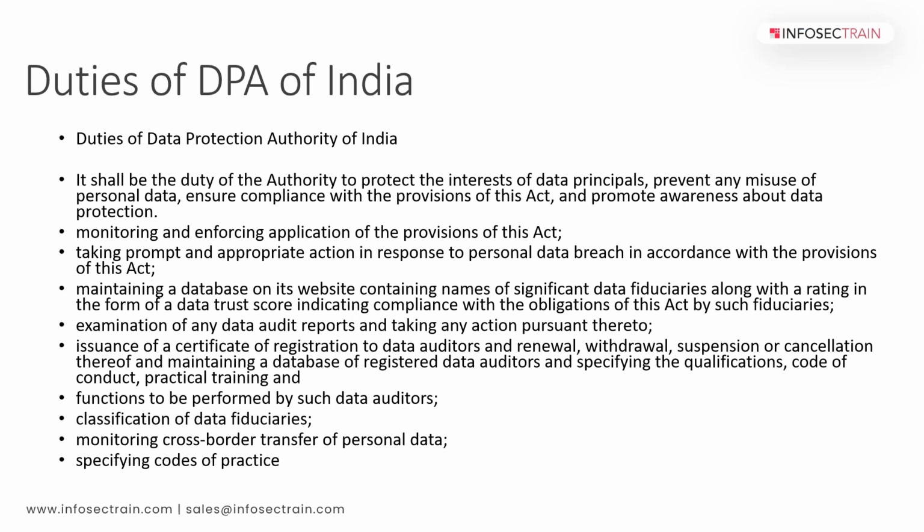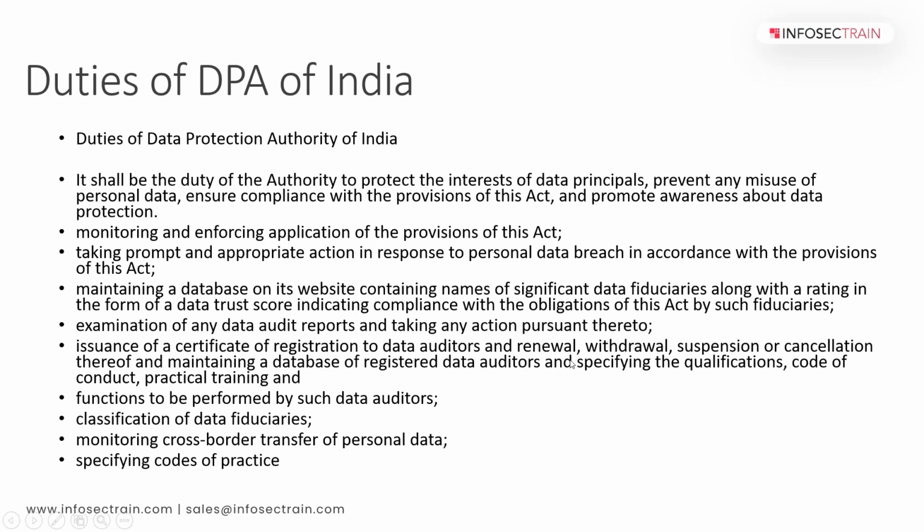So the duties that are given here, what are the things that he is supposed to do? It shall be the duty of the authority to protect the interests of the data principals. Primarily, that is the thing: you have to protect the data. Data principal is the terminology used here for data subject. Then maintaining a database on the website containing the names of significant data fiduciaries, and examination of any data audits. They can run the audit if they want and then take action based on that.